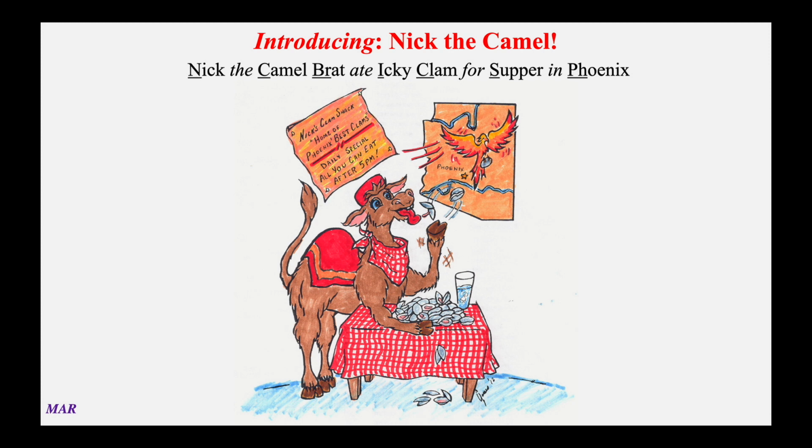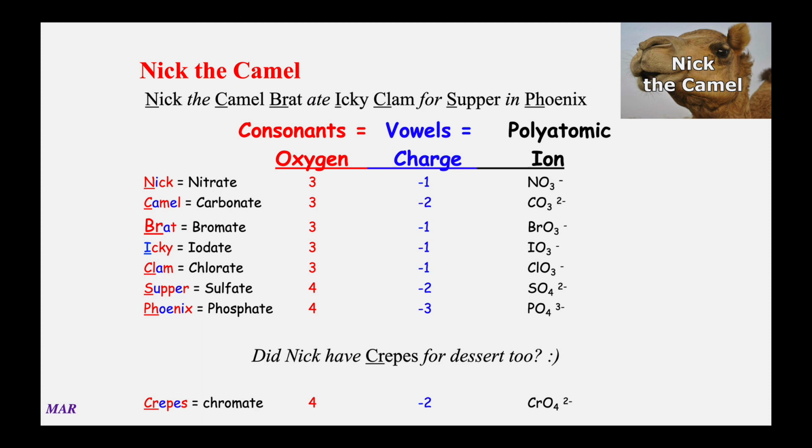And you're probably also like, what exactly is the purpose of this, Dr. Russell? And I totally understand. It is an acronym. And each of those phrases, Nick, Camel, Brat, Icky, Clam, Supper, Phoenix, has a meaning. Now, a consonant in the English language is not a vowel. And the vowels are A, E, I, O, U, sometimes Y. So if it's not A, E, I, O, U, it's considered a consonant.